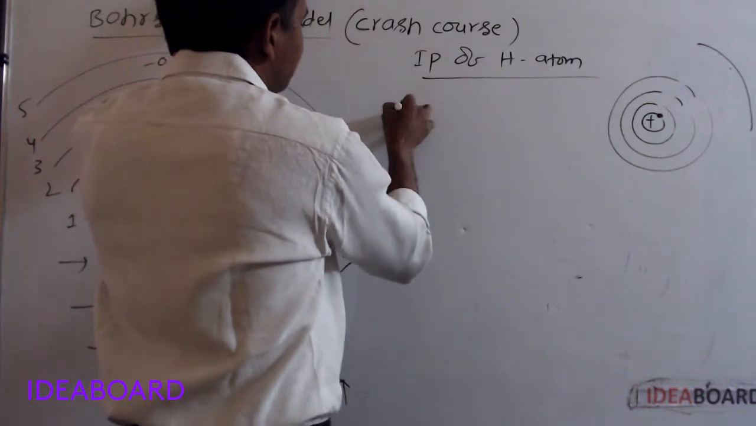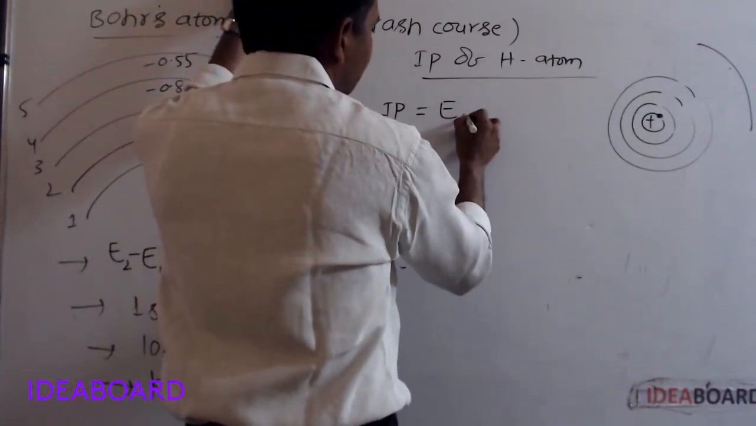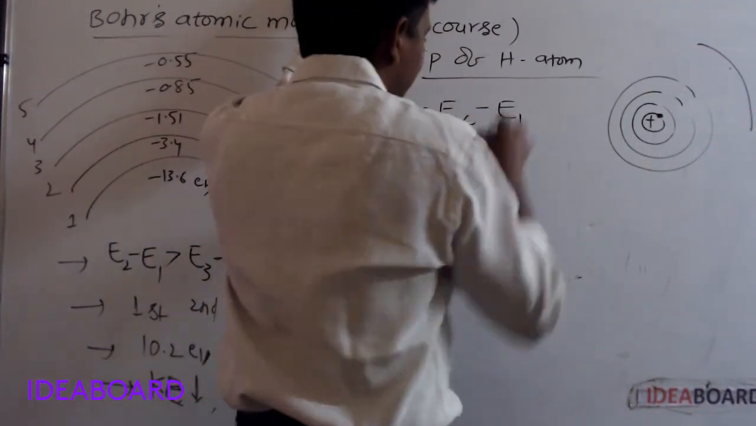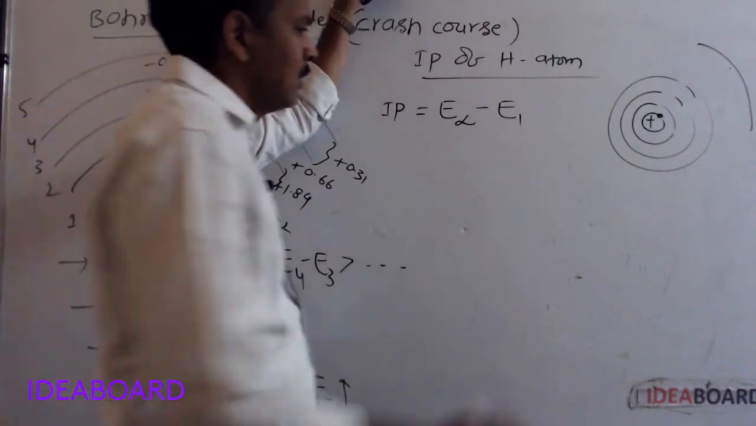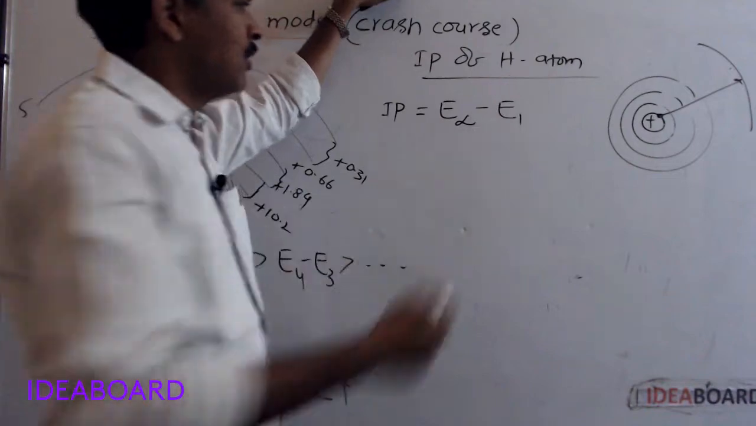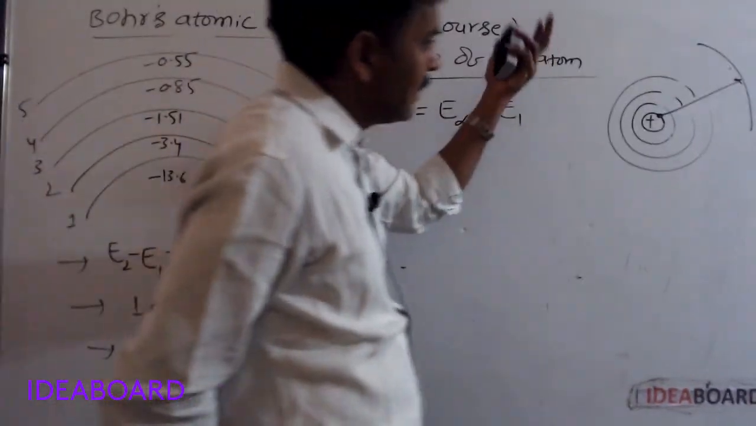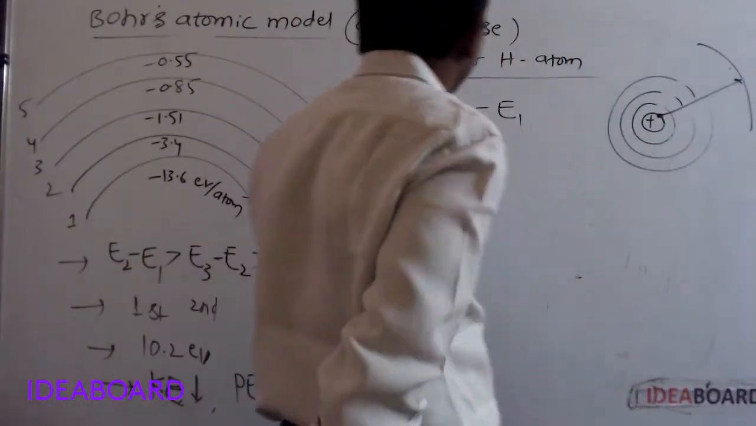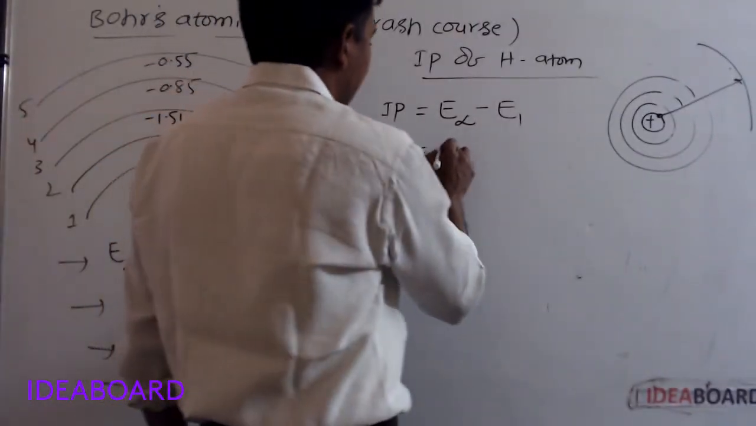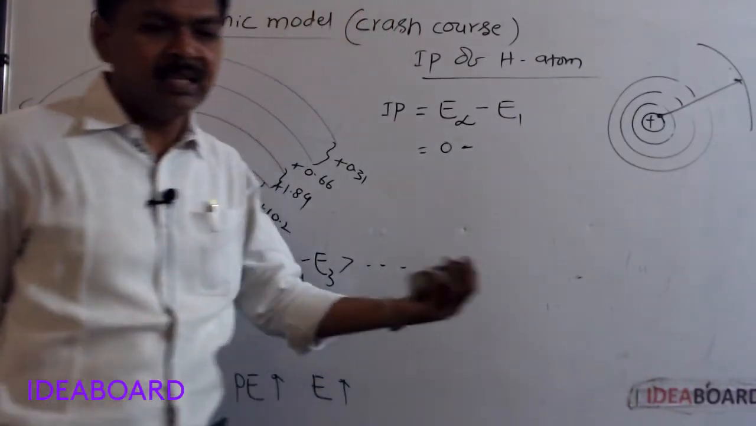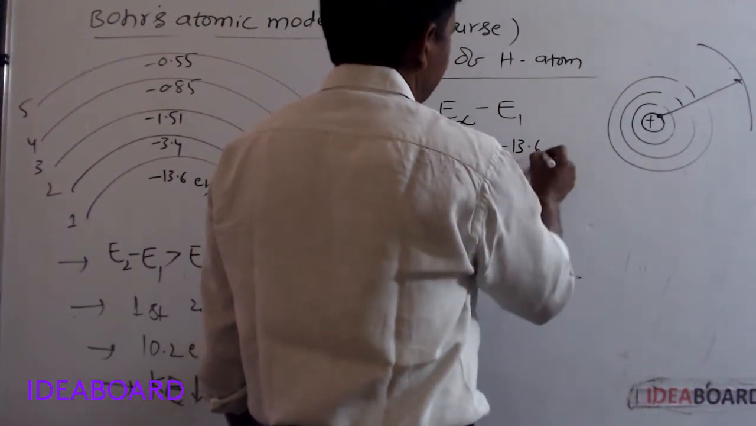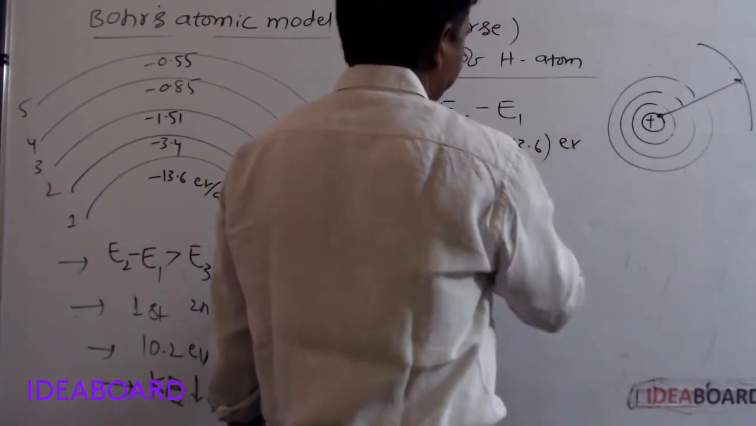So IP is equal to the energy of the electron in the infinite orbit minus the energy of the electron in the first orbit. The energy required to bring the electron from the first orbit to the infinite orbit is called IP, which is the energy difference of the infinite orbit and the first orbit, E infinity minus E1. In the infinite orbit, the energy of the electron is 0. In the first orbit, the energy of the hydrogen atom is minus 13.6 electron volts per atom.